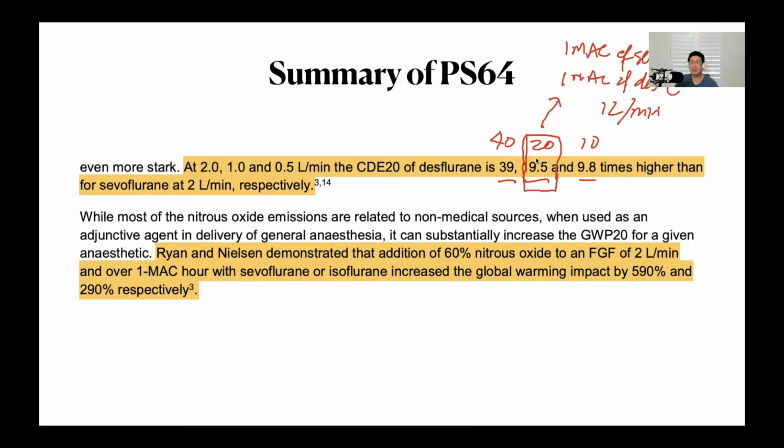Apologies about my screen here. There we go. Okay, so 1 MAC of sevo at 2 liters per minute is 20 times less than 1 MAC of DES at 1 liter per minute.